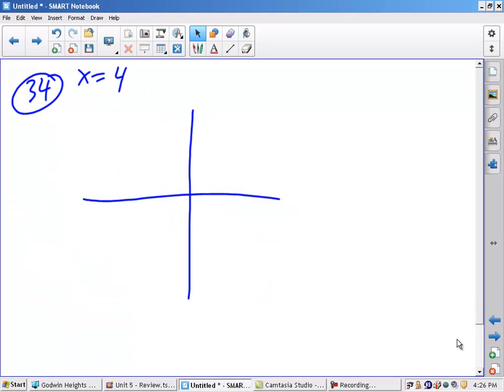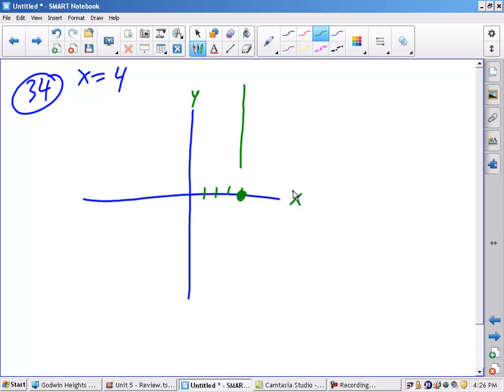Alright, x equals 4. For x equals 4, it says what is the graph of the equation? Now remember, find the axis. This is my x-axis, that's my y-axis. I find x equals 4, it's over 1, 2, 3, 4. Put a big dot there. And instead of drawing a horizontal line, you're going to draw a vertical line, because it is the vertical line, the one that crosses that axis at a perpendicular 90-degree angle. So I'm going to label this as x equals 4.